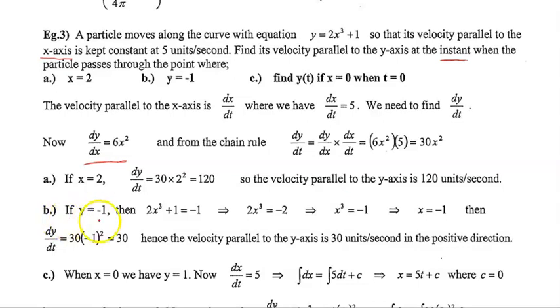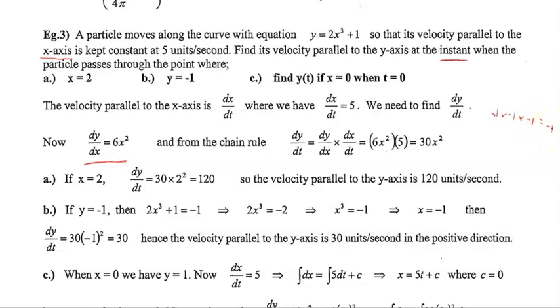Now, if y equals minus 1, let's go back to the original equation: 2x cubed plus 1 is equal to y, and we put in y as minus 1. That tells us that 2x cubed is minus 2. Dividing both sides by 2, x cubed is minus 1, and the solution there is x equals minus 1, because minus 1 times minus 1 times minus 1 gives us positive, times a negative gives us minus 1.